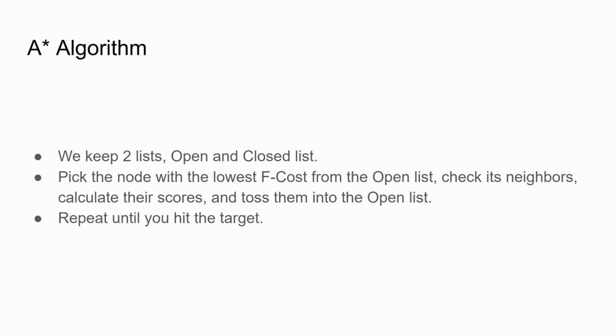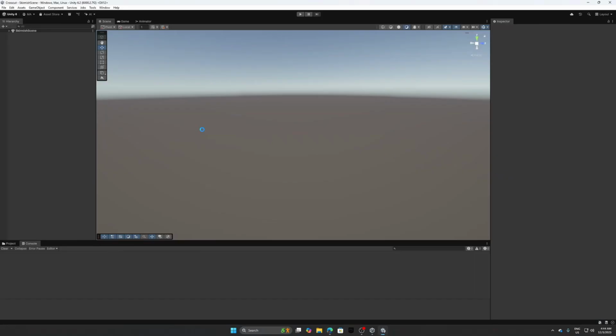There is an open and closed list. You keep iterating over the neighboring nodes until you hit the target node, and by that time you have calculated all the possible F costs, and then you backtrack your way from the target node to the start node, and then reverse it and give it back to whatever entity needs it. So let's just take a look at how that works.